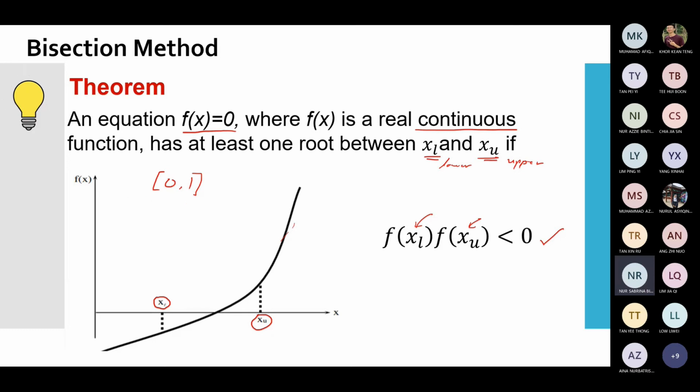Say if you substitute 1 here and you still get a positive value, what you can do is choose 2. Take the next value, and see whether this fulfills the condition or not. If it does, that means there is a root between 0 and 2, and from there you can use the iterative formula. I will show you later, so you can find the root with the bisection method.